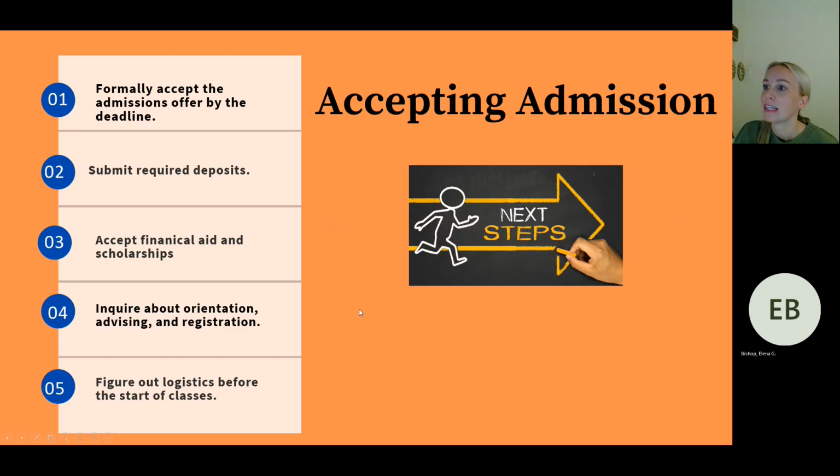Accepting your admissions. You do need to formally accept the admissions offered by the institutions by a deadline that they provide. If you've been admitted to a school and you decide to postpone transfer and a whole year goes by, you would need to reapply to that institution.